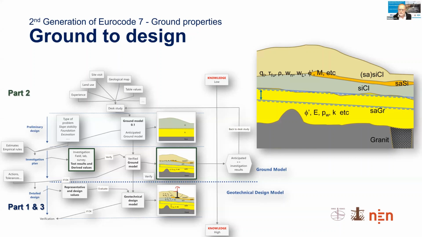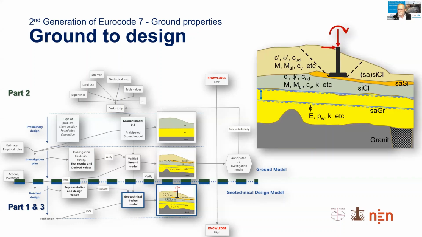Because when you go into the next step, you are going into Eurocode 7 part 1 and part 3. That's where you find the design value, the representative values and the design values. They are shown and presented in part 1 and part 3. It's all connected. So I'm talking about parameters and properties, and the topic for today is ground properties.